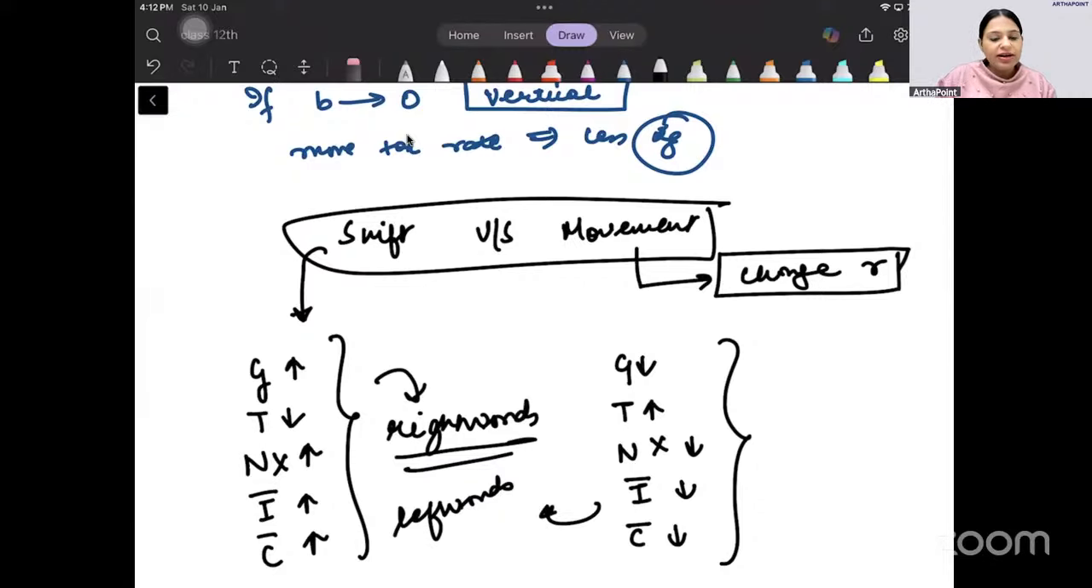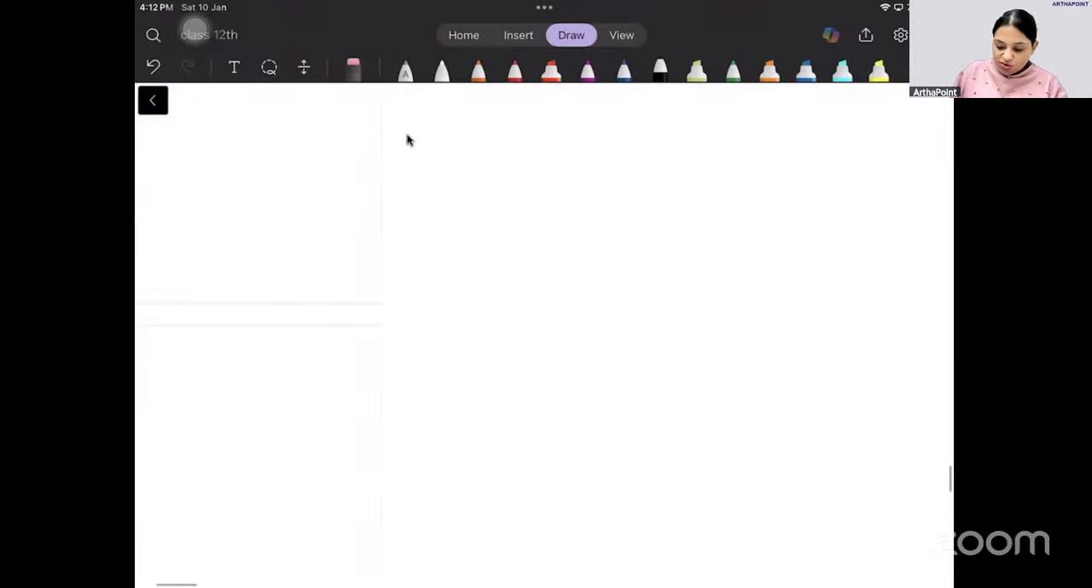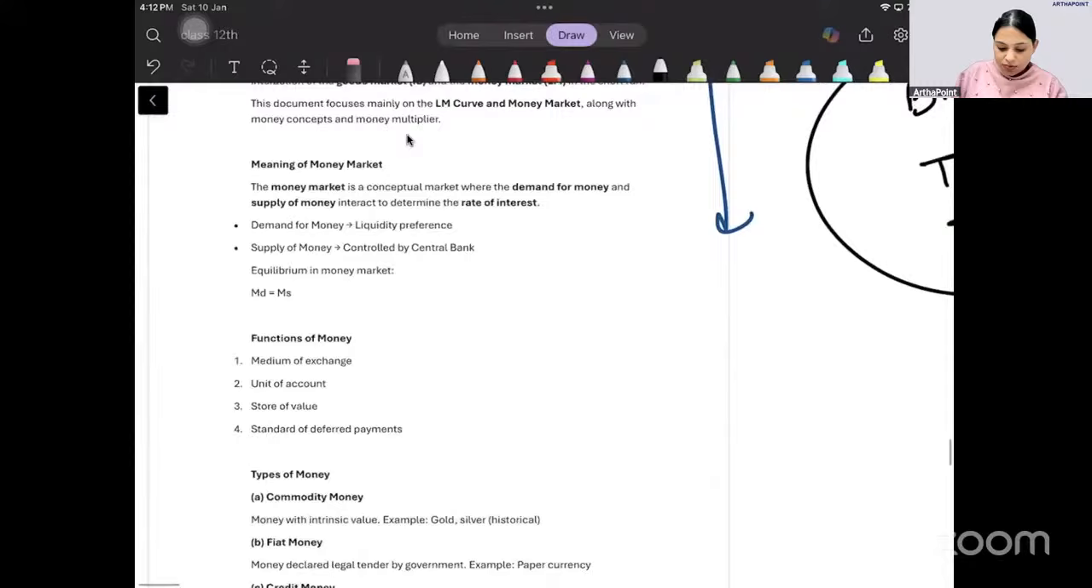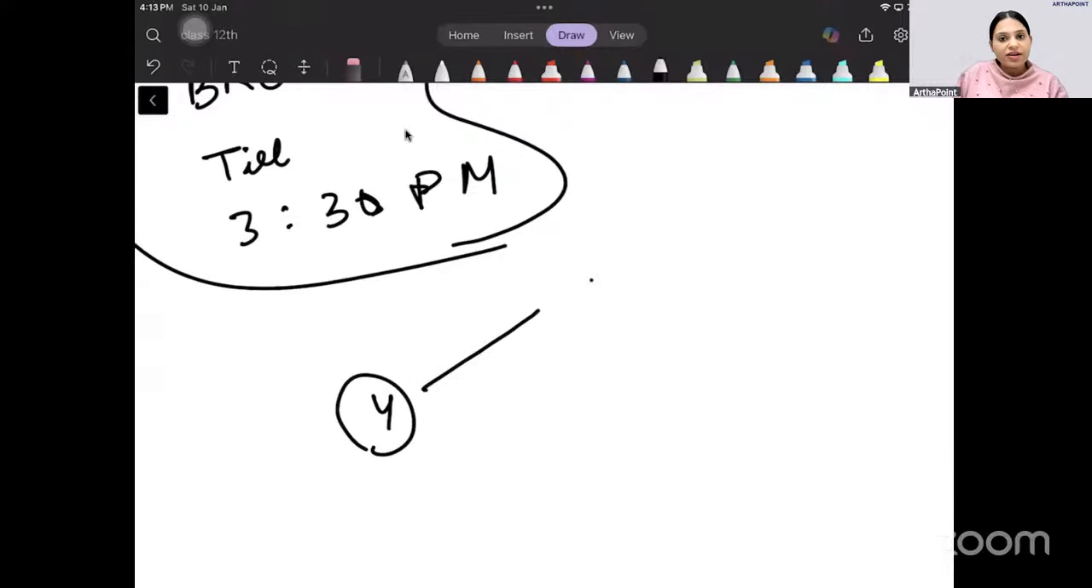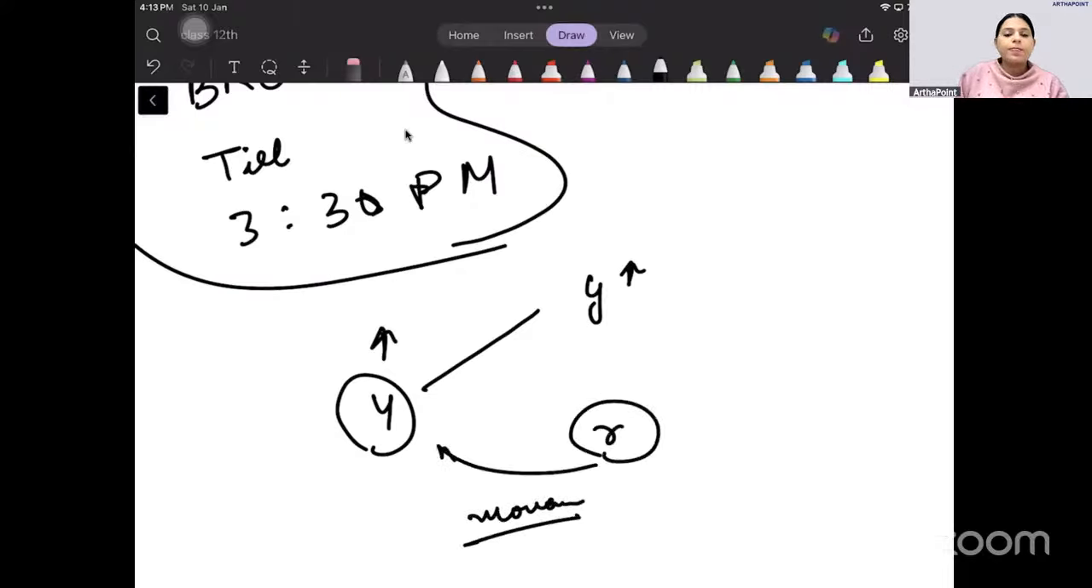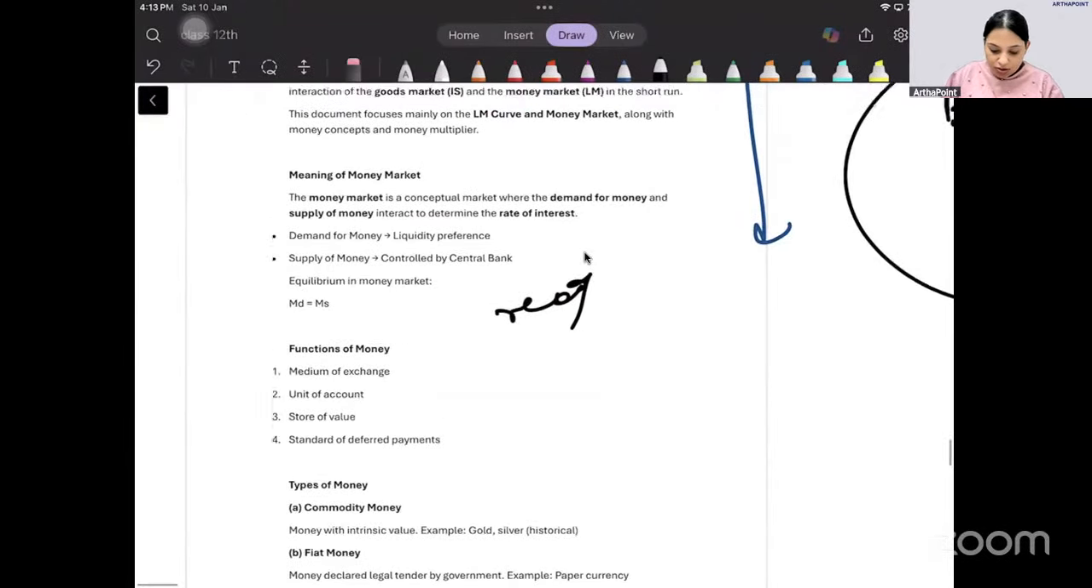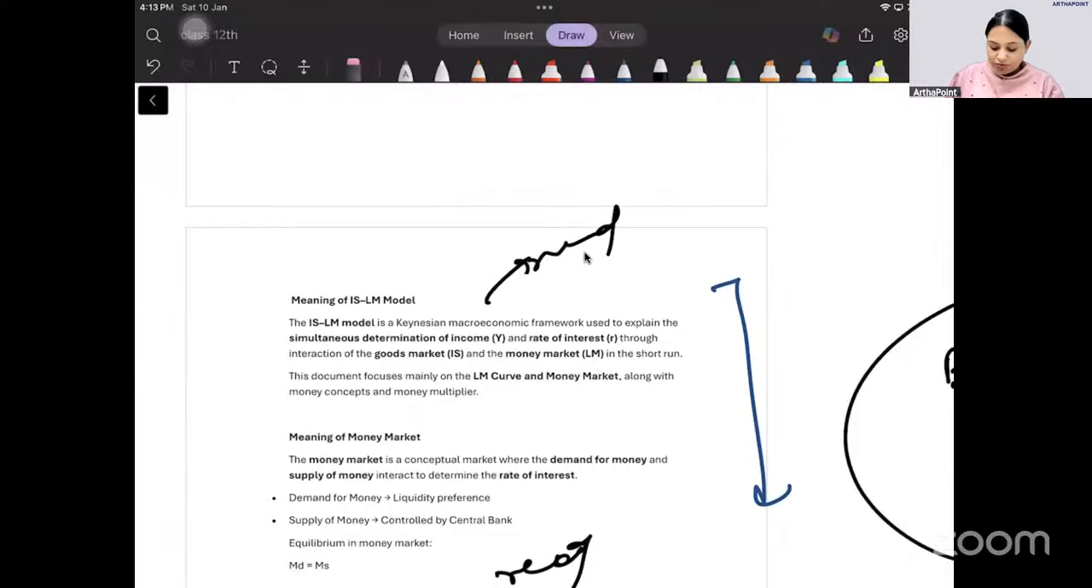Do I move on to the LM now? Let's go back to the notes once. So read. What if Y changes? It depends. Why is Y changing? If Y is changing due to other factors, like when G increases, Y increases, shift. If Y is changing due to R, movement. Okay, so read this, read this.